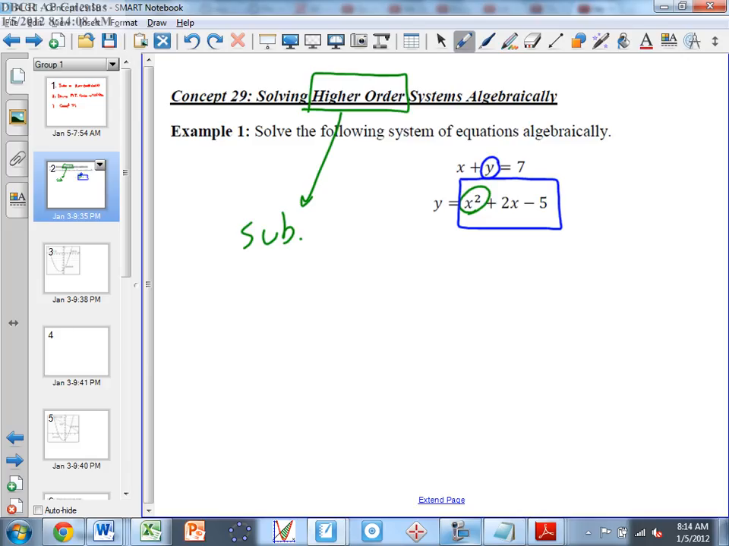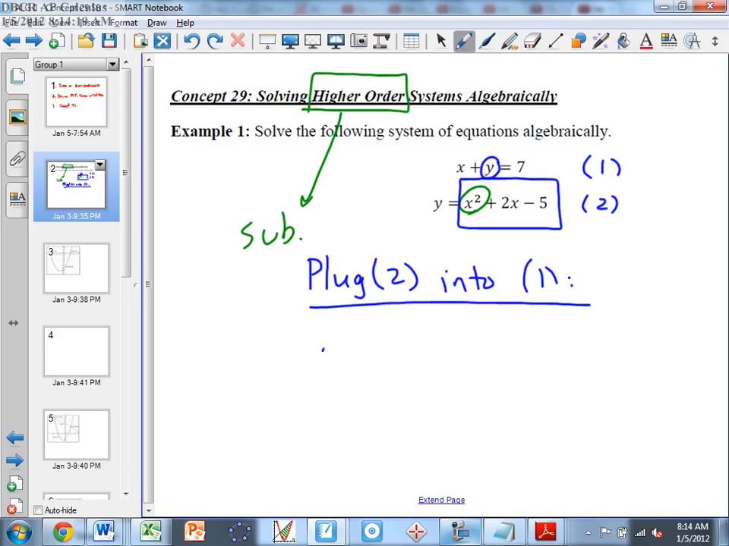So if I plug in, and let's say we'll call this 2, and I'll call that 1. If I write my command down as plug 2 into 1, I will end up getting x plus that whole thing equals 7. Again, I'm taking the box and plugging it into that blue circle up top. And I'll end up with x squared plus 2x minus 5. That is one way to do it, and that's probably the easiest way. Does anyone see another way to do it? Because there are many other ways to do this problem.